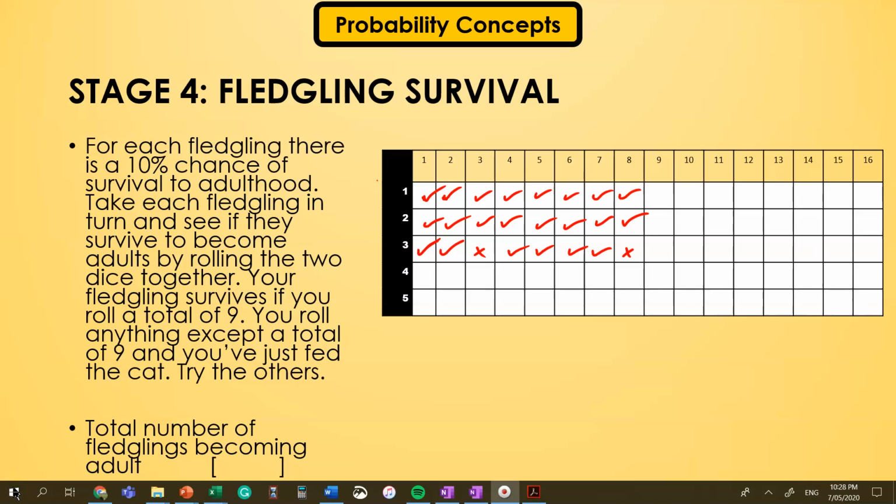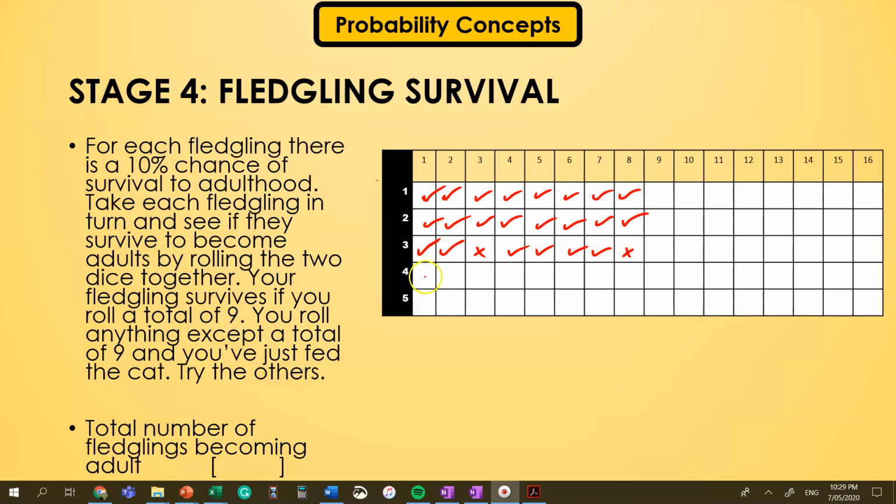Okay, so it's starting to get serious now, as the fledglings then see if they survive to adulthood. For each fledgling, there is a 10% chance of survival, so quite low. Take each fledgling in turn and see if they survive to become adults by rolling 2 dice together. If your fledgling survives, you roll a total of 9. You roll anything except a total of 9, you've just fed the cat. And try the others. So let's take a look at the first one.